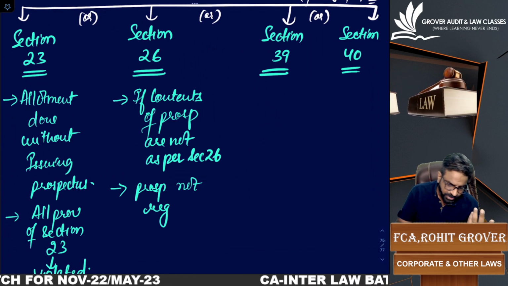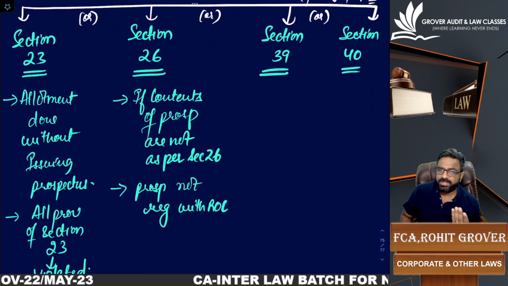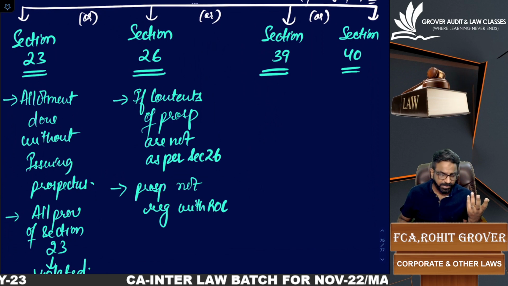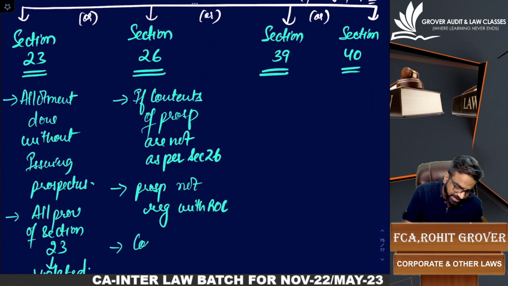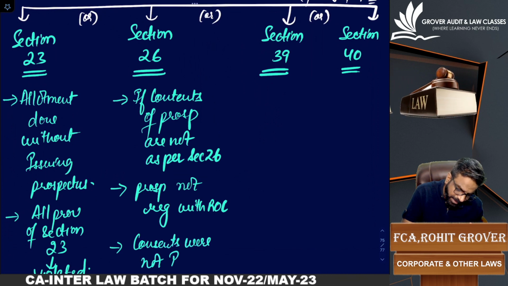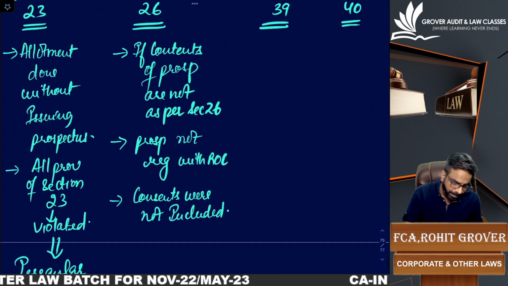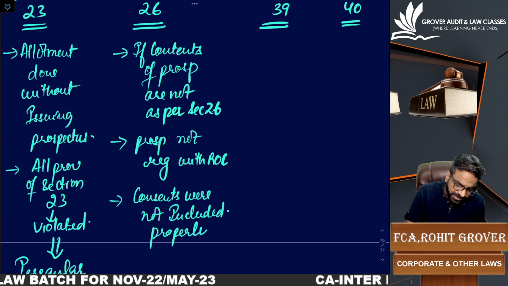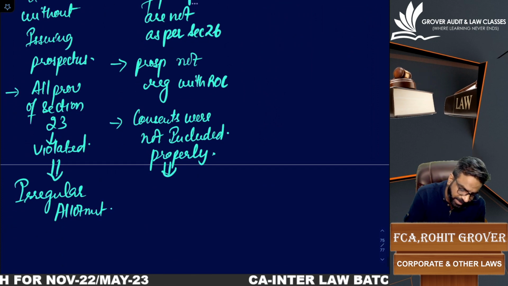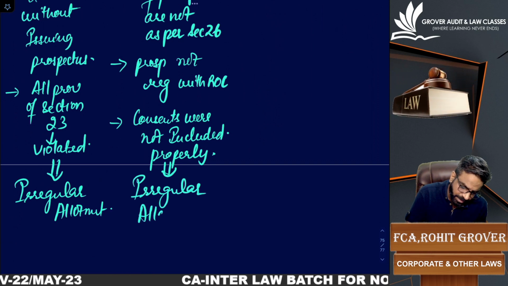Yes. The negative of this section is nothing but called which allotment? Irregular allotment. So the prospectus is not registered with whom? ROC. Right or not? And the next point, consents were not included properly. So all these are the violations of which section? Section 26. So what are we going to call it? Again, we are going to call it irregular allotment.